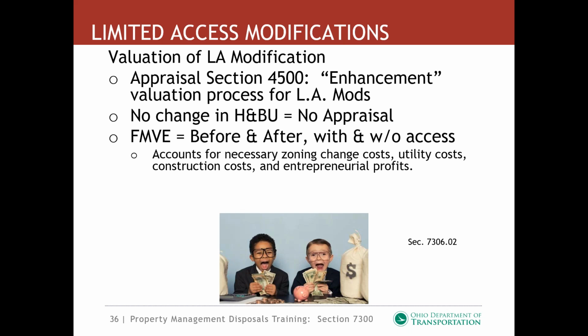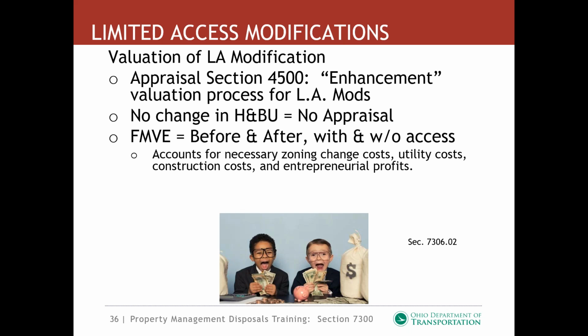The valuation of a limited access modification. The appraisal section of the ODOT Policies and Procedures Manual, at section 4500, non-eminent domain valuation, details the valuation process for limited access modifications. In some instances, an appraisal is not required if it is apparent that there will be no change in the intensity of the highest and best use by modifying the access of a property.